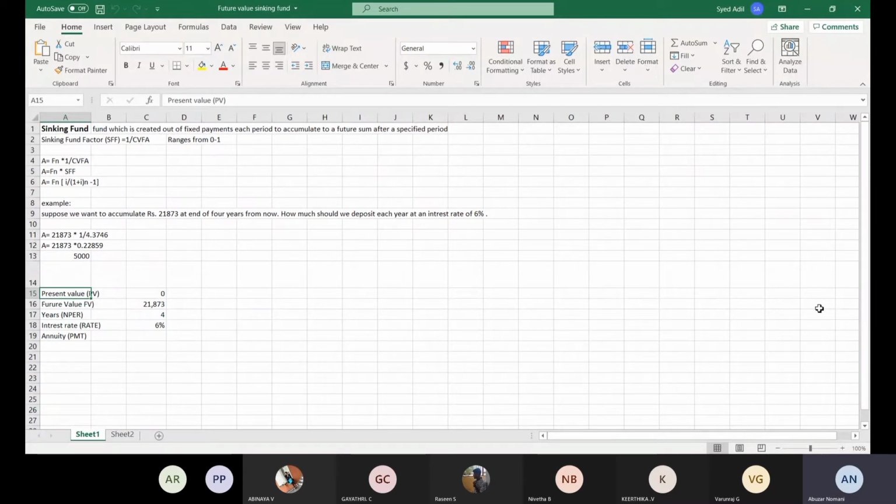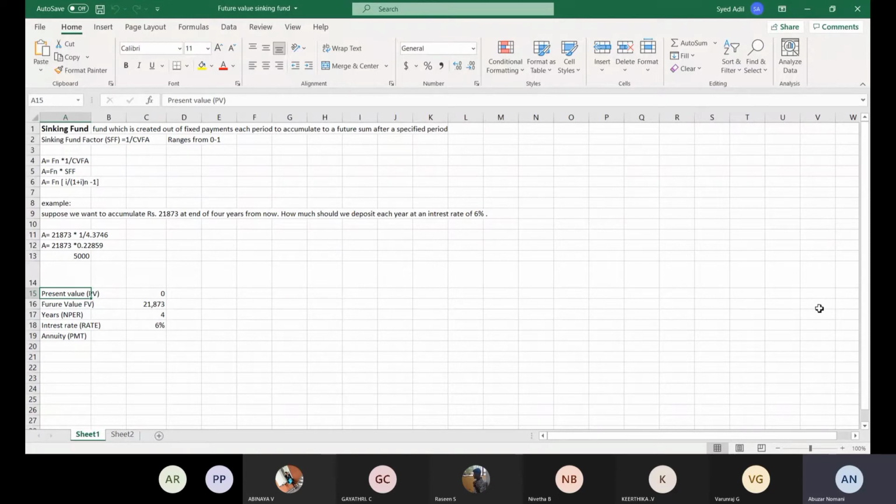So the sinking fund that we are going to define is a fund which is created out of fixed payments. The payments are fixed, for example for 4 years, 5 years, 6 years, and each period they accumulate to a further sum, with a specified period. So the period is also specified. With an example, the things will be more clear to you. Companies generally create sinking funds to retire bonds or loans on maturity.